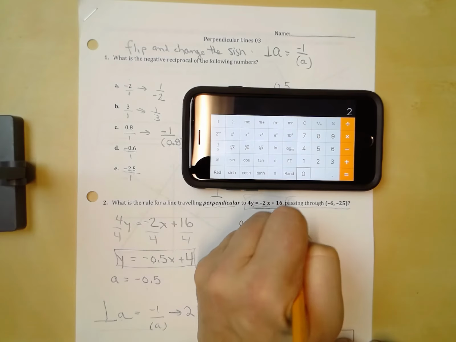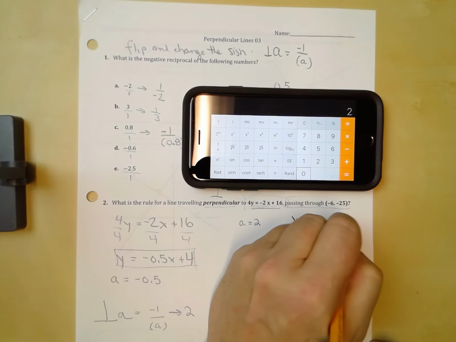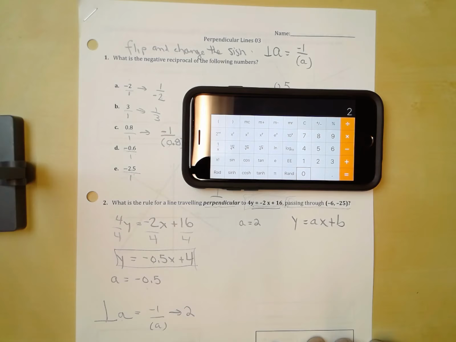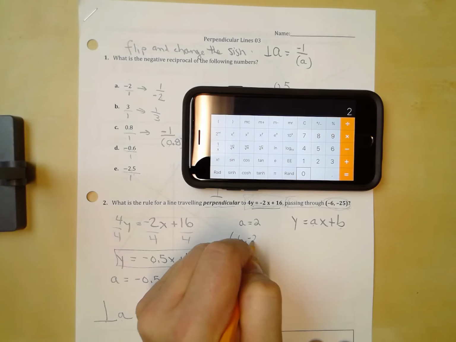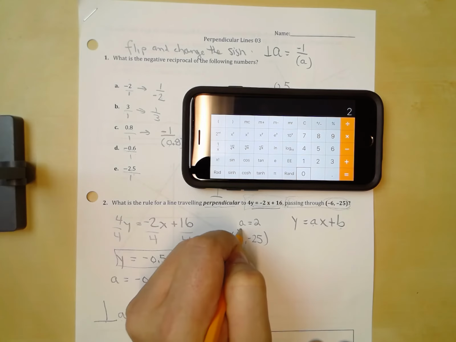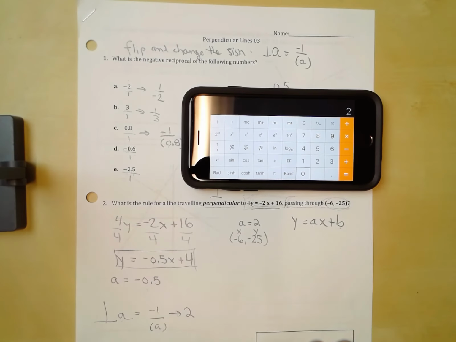Now you know that the line is y is equal to ax plus b. Every line is an ax plus b. And we know the a, but we don't know the b of this line. All we do know for sure is that the line passes through negative 6, negative 25. That means that right there is your x, and that right there is your y. And if you have an x, and you have a y, and you have an a, you can automatically get your b. So you just plug everything in, remembering not to use the same slope as the previous line.